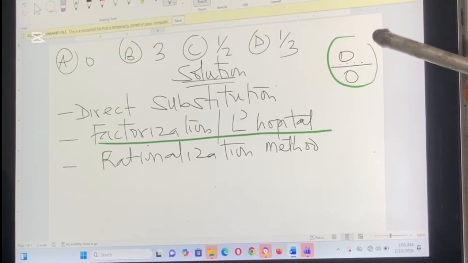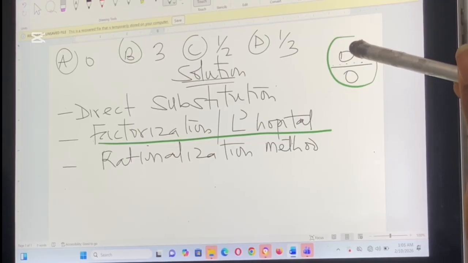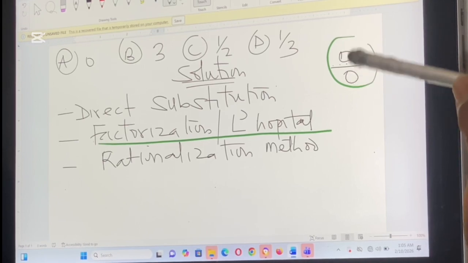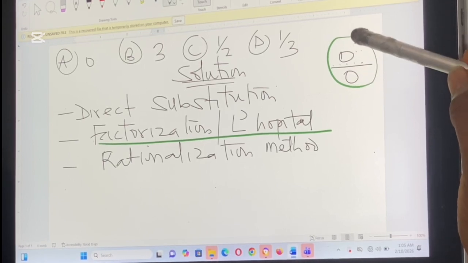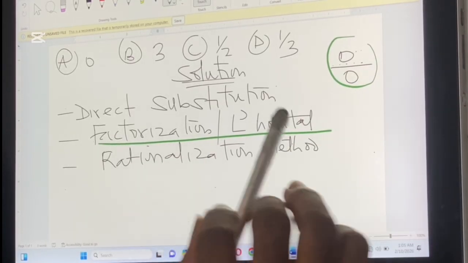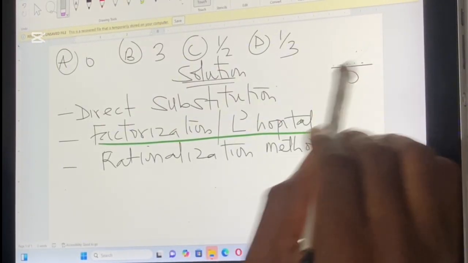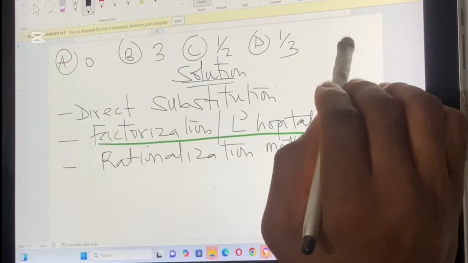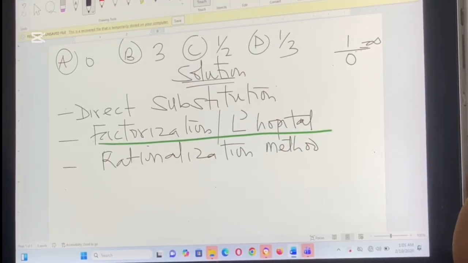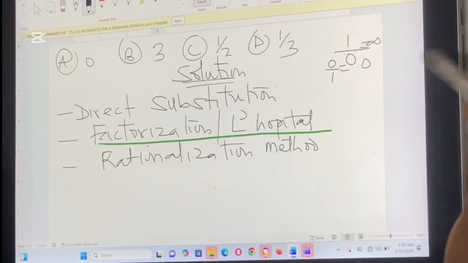Whenever you replace the value of s and the numerator is 0 and denominator is 0, that limit will be called indeterminate limit. And the method to solve every indeterminate limit is either factorization method or L'Hopital's rule. Please take note. But if you replace the value of s and the value gave 1 at numerator and 0 at denominator, the answer will be equal to infinity. Please take note. But if the value give us 0 over 1, the answer will be equal to 0. It's not going to be indeterminate.